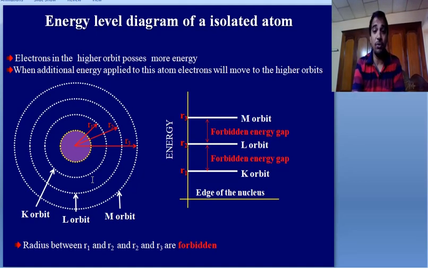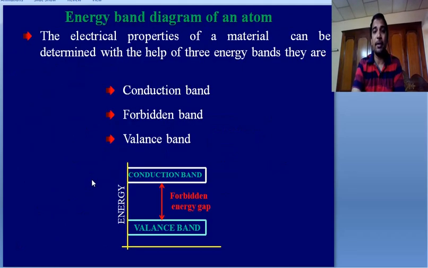But out of those, the very important and impactful energy bands are three: valence band, forbidden band, and conduction band. These three determine whether a material will be conducting or not conducting. That is more important. Yes, the electrical properties of a material can be determined with the help of this energy band diagram, that is conduction band, forbidden band, valence band.